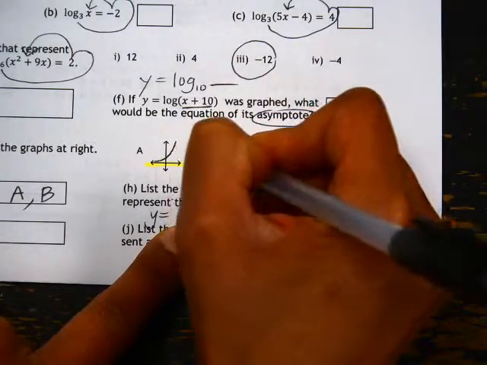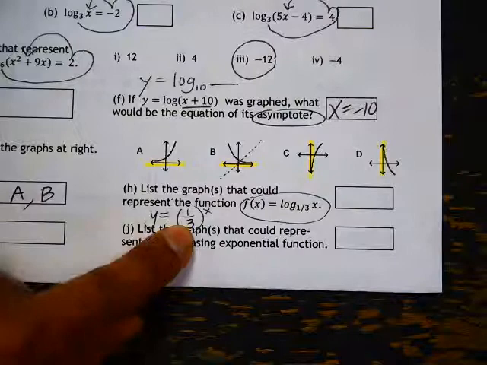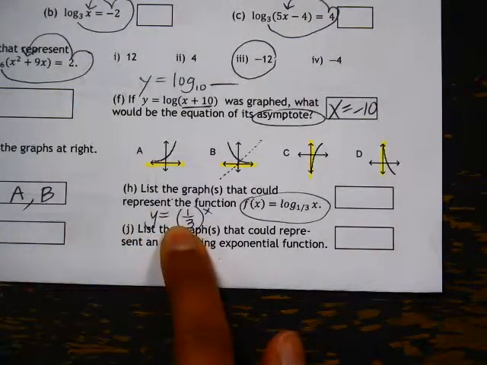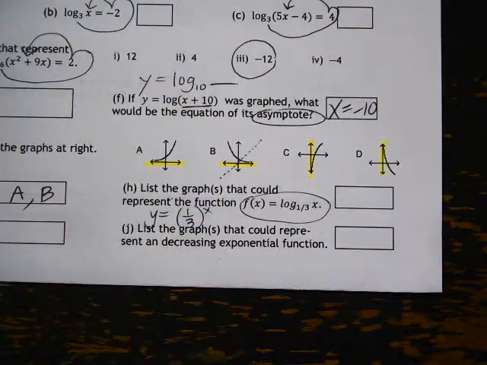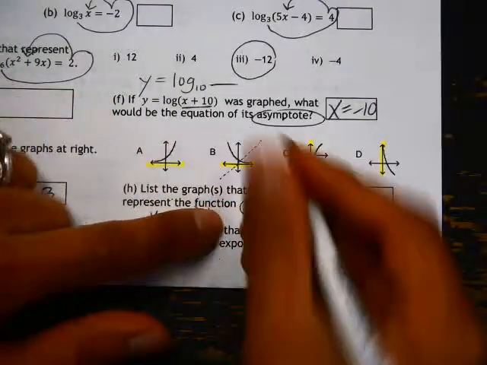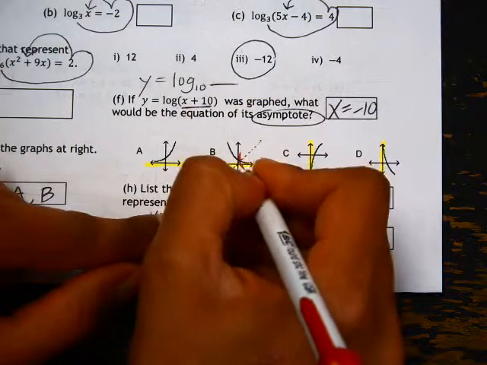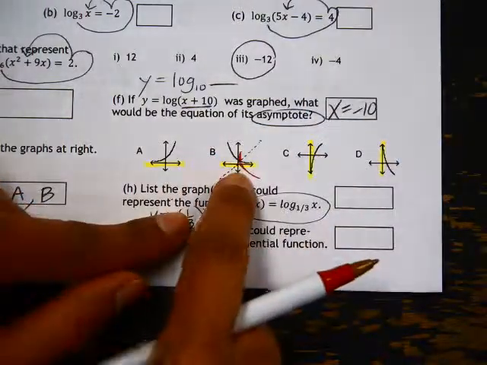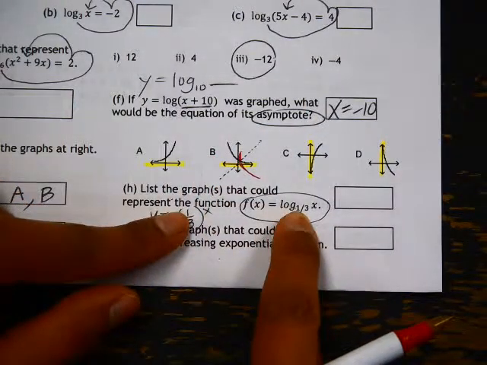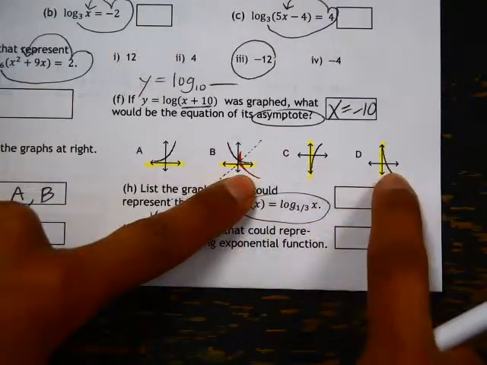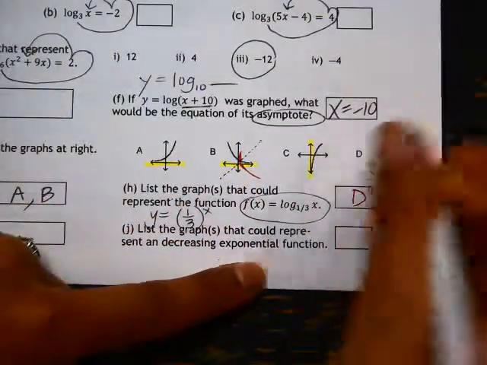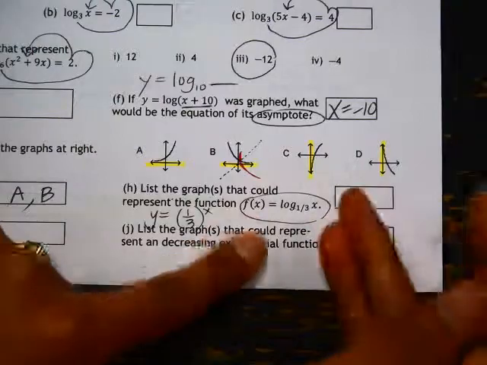So if I draw my line y equals x, and then reflect this graph over the line y equals x, we're going to end up with a graph that looks like this, which should be the log base 1/3 of x graph. So this graph looks like graph D. So graph D is log base 1/3 of x.